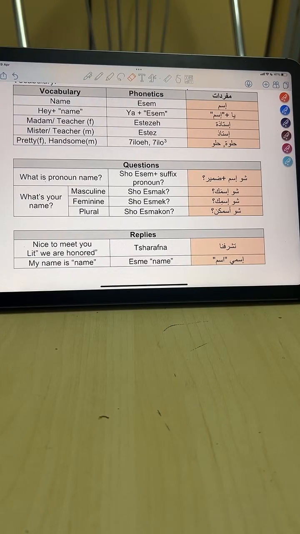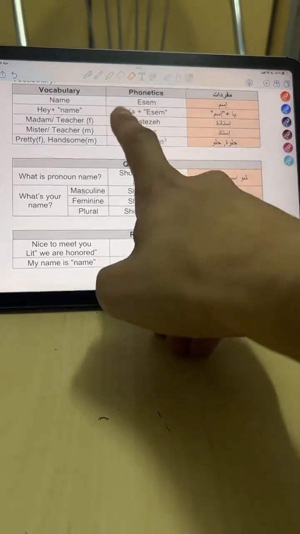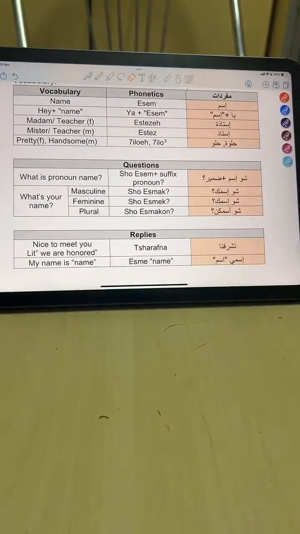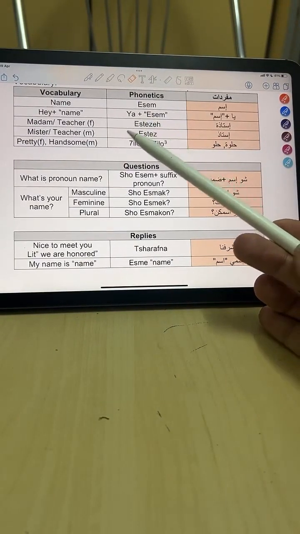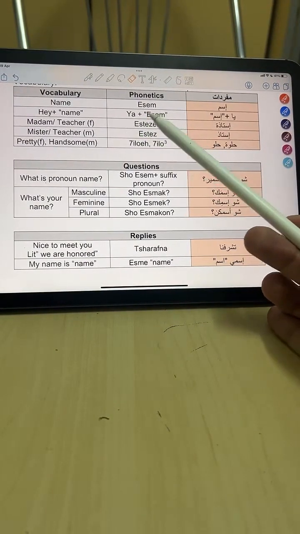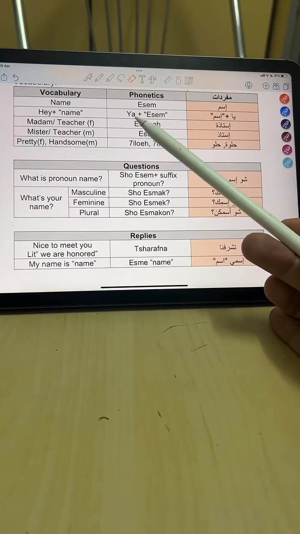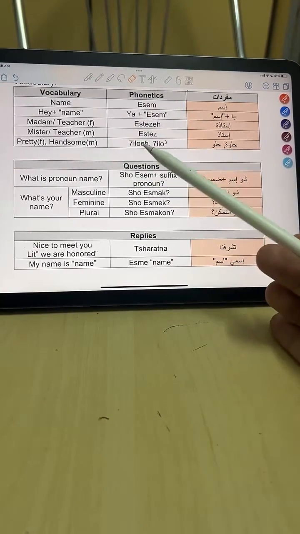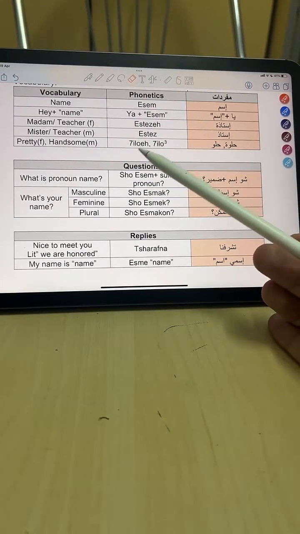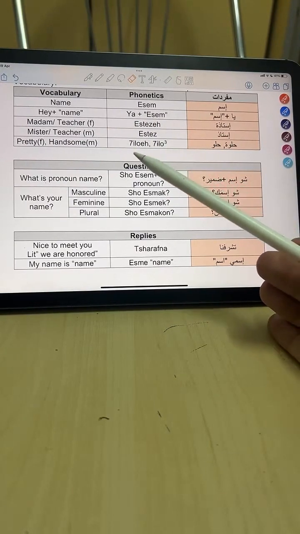When you call people, you use ya and the name of the person. So if I'm calling over my mom, I would say ya mama. Calling over my dad, I would say ya baba. If I'm calling over, I don't know, Gio that left or Violeta, ya Violeta, ya whatever. Hello and helwe means beautiful. Hello, guy, helwe, woman.